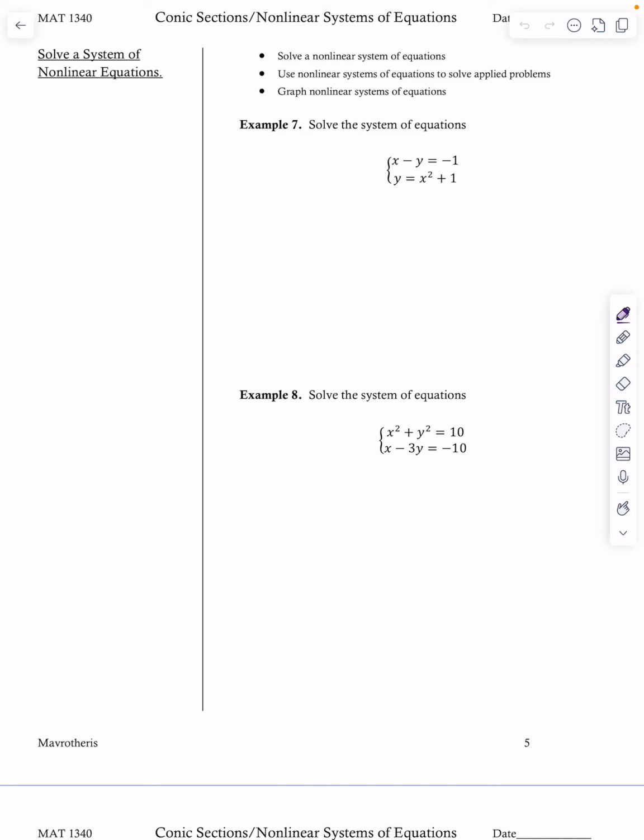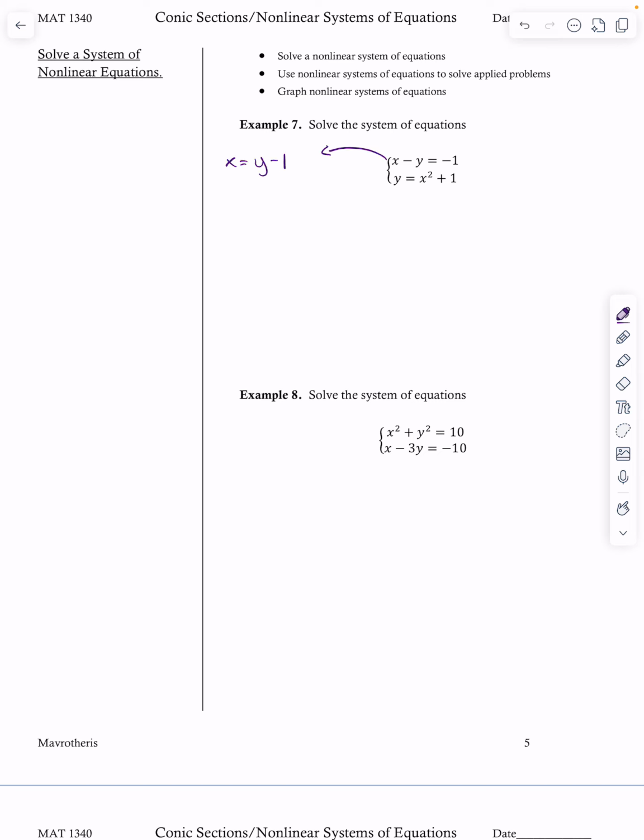Okay, back to the nonlinear systems of equations. Remember, we just need one system that's not linear. Okay. A couple different ways we could do this. I'm going to go ahead and use substitution. So I am going to solve for y.